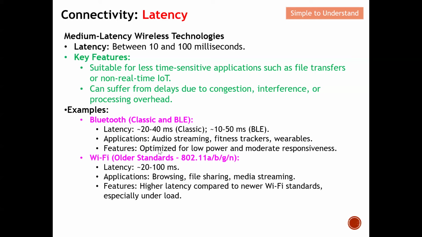So the feature is that they are optimized for low power and moderate responsiveness. Basically you don't need to send a lot of data. Even if you send the data, you can accept some form of delay. Some older Wi-Fi standards also fall under this medium latency. The latency for this older Wi-Fi will be up to 100 milliseconds. In the old days, we still browsed the internet, did some file sharing, media streaming. But you realize that the delay is longer. The feature is higher latency compared to the newer Wi-Fi standards, especially under load, which means that when there are more users, the latency will also increase.